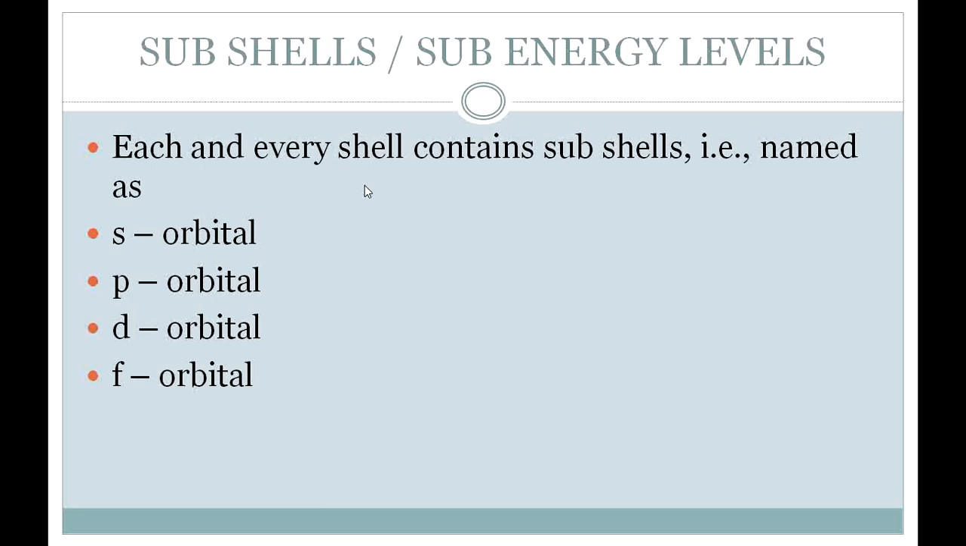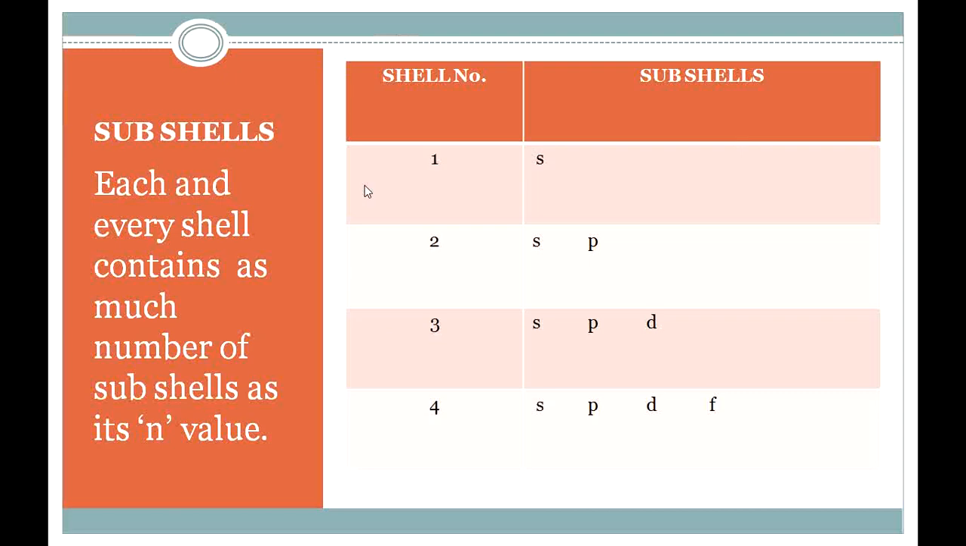Then next thing is, each and every shell contains some subshells or sub-energy levels. Their names are s orbital, p orbital, d orbital, and f orbital. How can we say which shell contains how many subshells? It's very simple. If we are having shell number 1, it will have only one subshell. If we are having shell number 2, it will have two subshells. If we are having shell number 3, it will have three subshells. If we are having 4, then it will have four subshells.